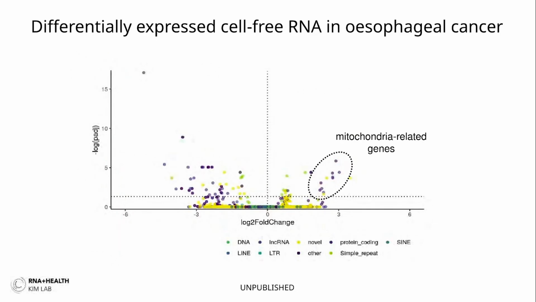But regardless of that, when we looked at the differentially expressed RNAs, again, on the right, these are all of the RNAs that are enriched in the esophageal cancer patients versus on the left, these are the healthy individuals. We can see that there are certain types of genes that are enriched. For example, these mitochondria-related genes that are being aberrantly transcribed and secreted into the blood in these esophageal cancer patients. And so we wanted to look at this using a much larger cohort.